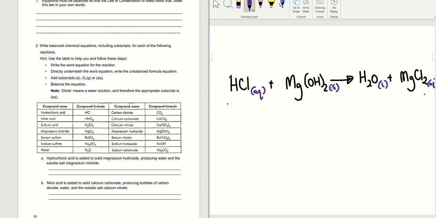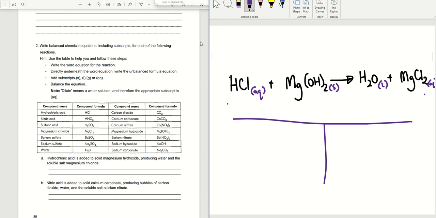The next part is making sure we've balanced the chemical equation. So when it comes to balancing, set out your balancing table, and the idea is very simple. You want both sides to be equal to each other. That's the whole point. Check for time. So we have one hydrogen here.